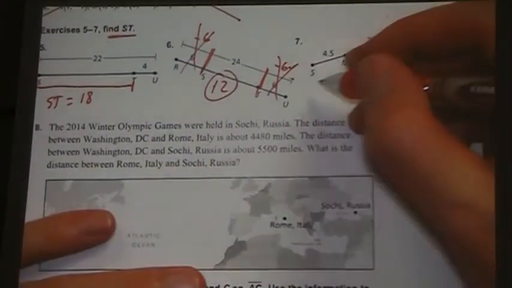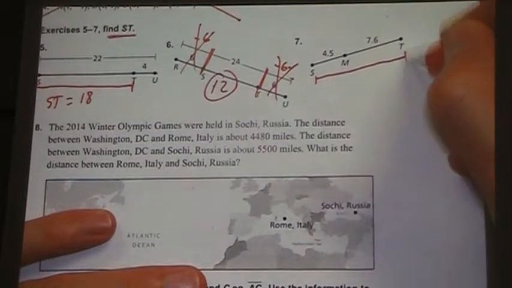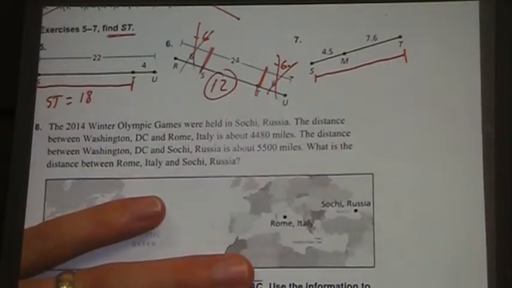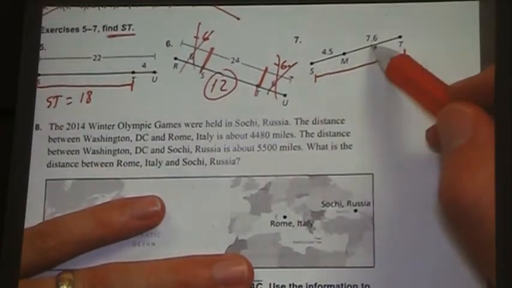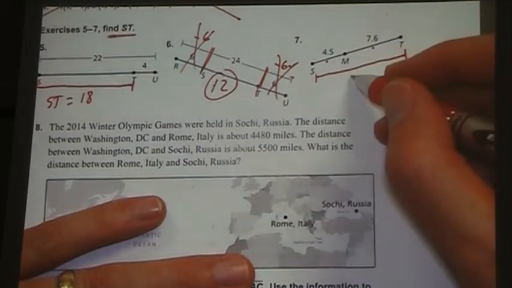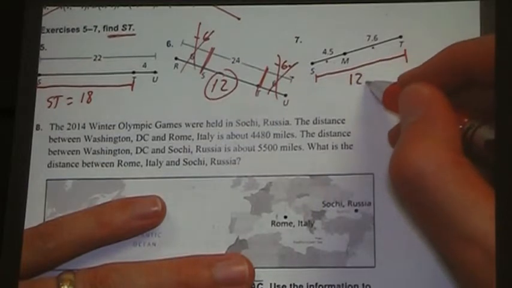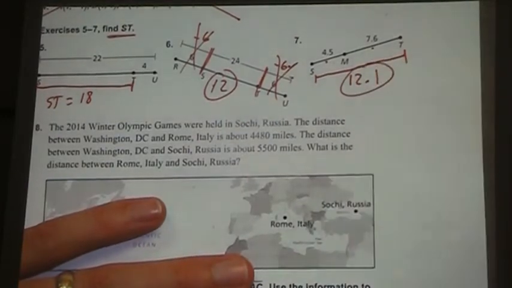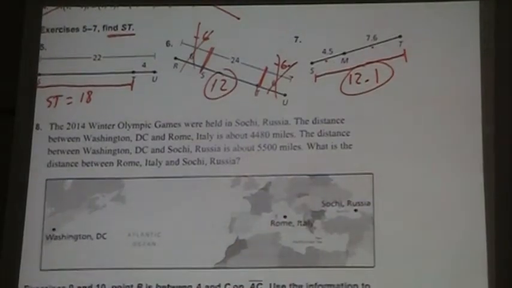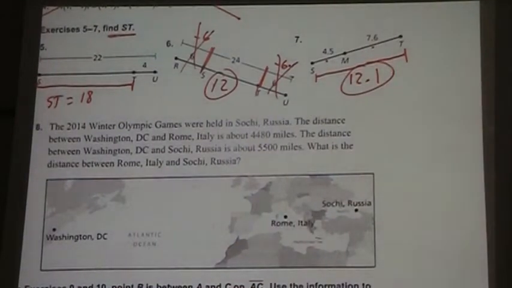And number 7. You're going to notice this is a little different structure. ST is the whole length of the segment as opposed to just part of it. So what might we do here? Well, we're going to add these two together. So 4.5 plus 7.6 is going to be 12.1. There you go. Some of your problems will look like that in today's practice time.